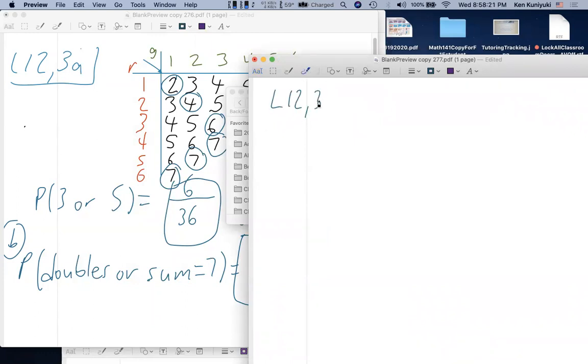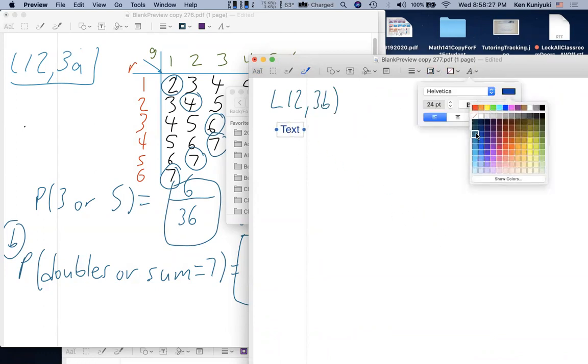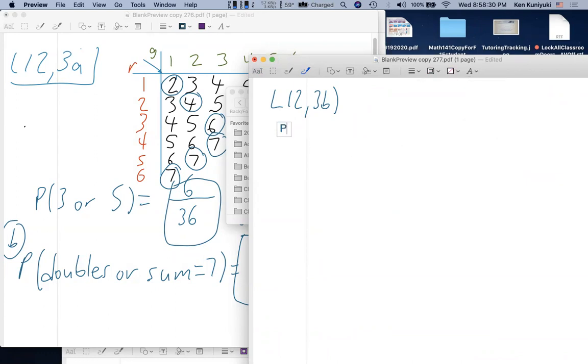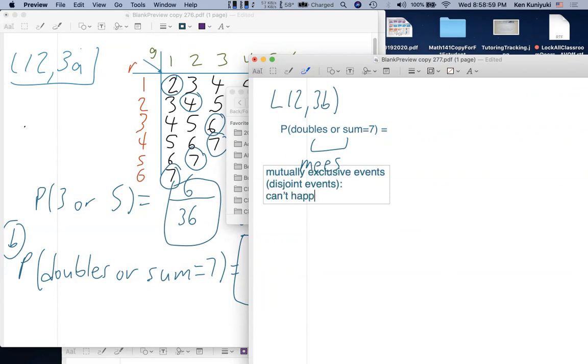Okay, lesson 12, 3B. All right, I can probably type some of it. What's the probability of getting doubles or a sum or total of 7? Now here's the thing. I claim that these two events are MEs. Do you remember what MEs were? MEs are mutually exclusive events, or disjoint events. What characterizes those? They can't happen simultaneously or together on the same trial.